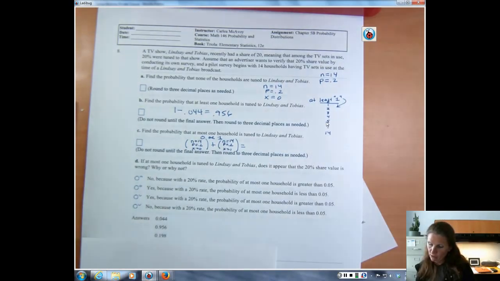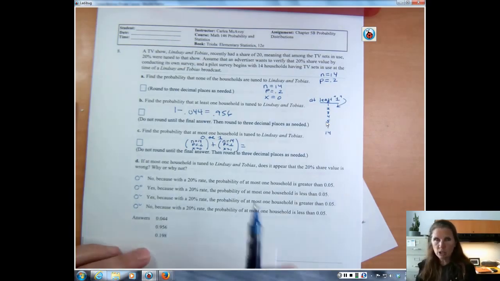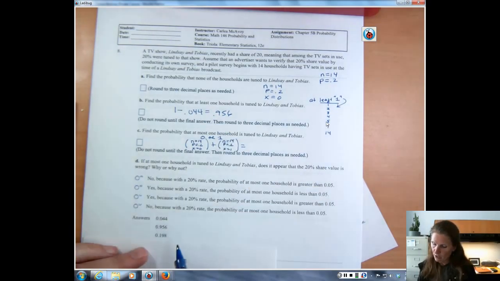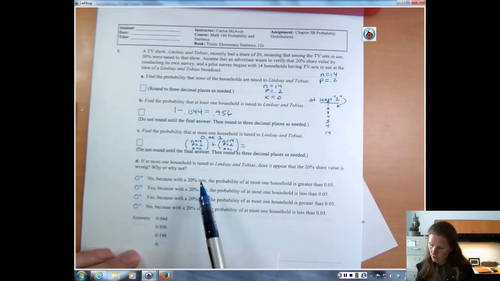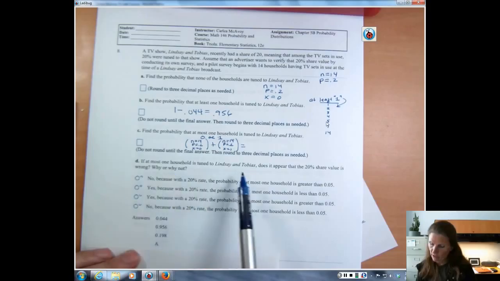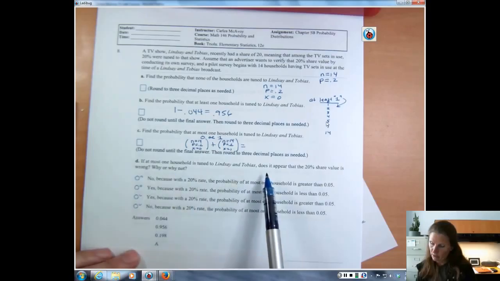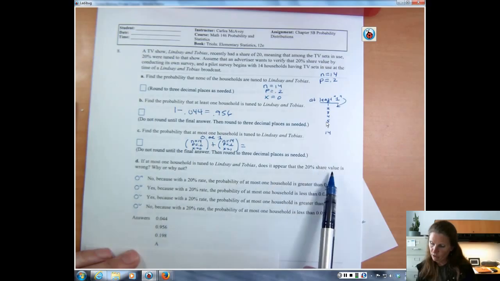If at most one household is tuned to Lindsay and Tobias, does it appear that the 20% share value is wrong? Why or why not? We were expecting to get 20% of the people watching. Well, look at this. This is pretty close to 20%, so I'm feeling pretty good about that. Wait a second. What are they asking? Let me read this again. If at most one household is tuned to Lindsay and Tobias, does it appear that the 20% share value is wrong or right?